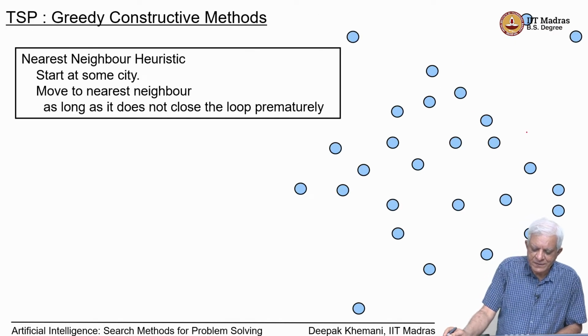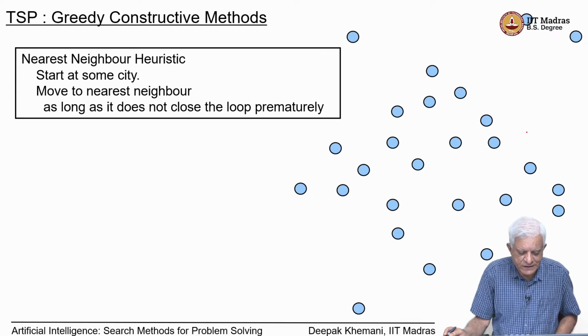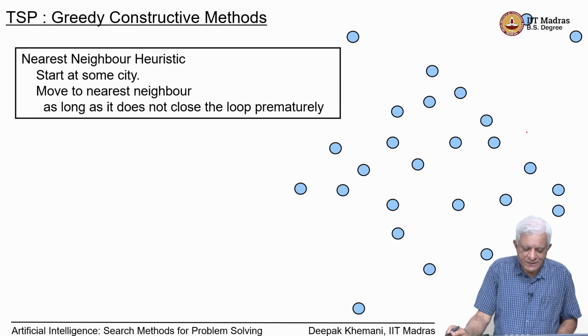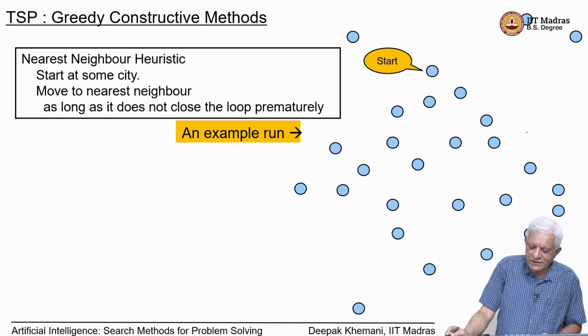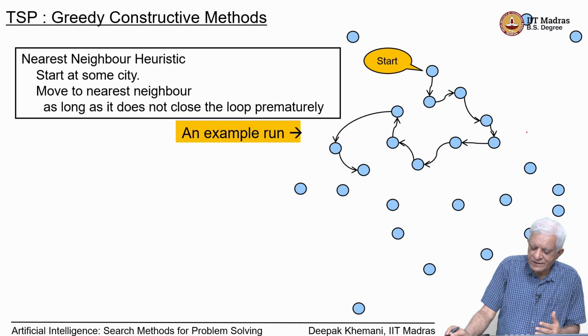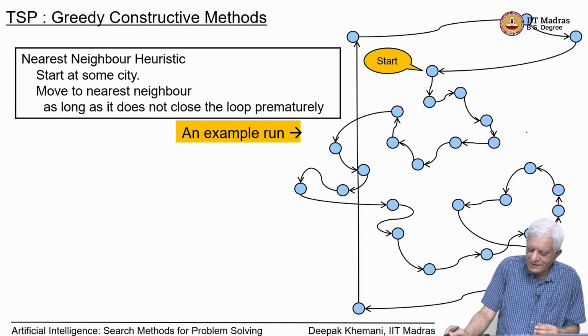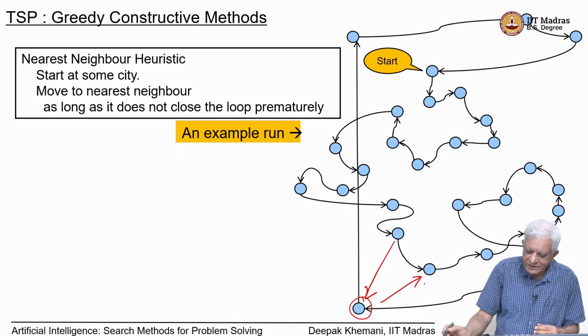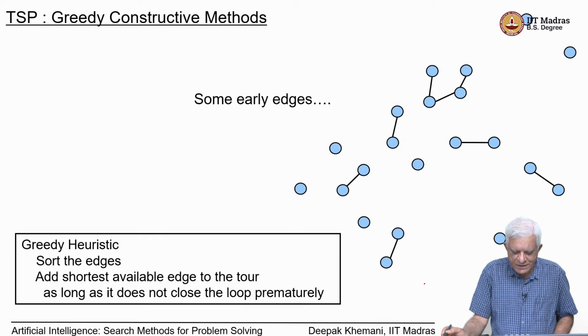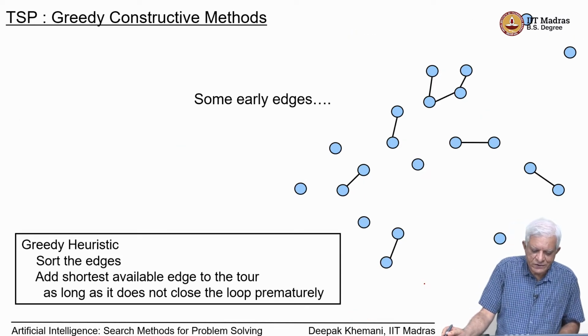So, here is a nearest neighbor approach, just to get a feel of what it does. You start at some city and move to the nearest neighbor, as long as you are not closing the loop. So, let us say we choose this as a starting city, and essentially we go at every step to the nearest neighbor, and we will see that this is a kind of tour that would be constructed. Clearly, it is not optimal again. For example, for visiting this city, it would have been better if you had come here and then gone from here to here, and things like that essentially. But it is a greedy approach, and it can sometimes give you reasonably good tours essentially.